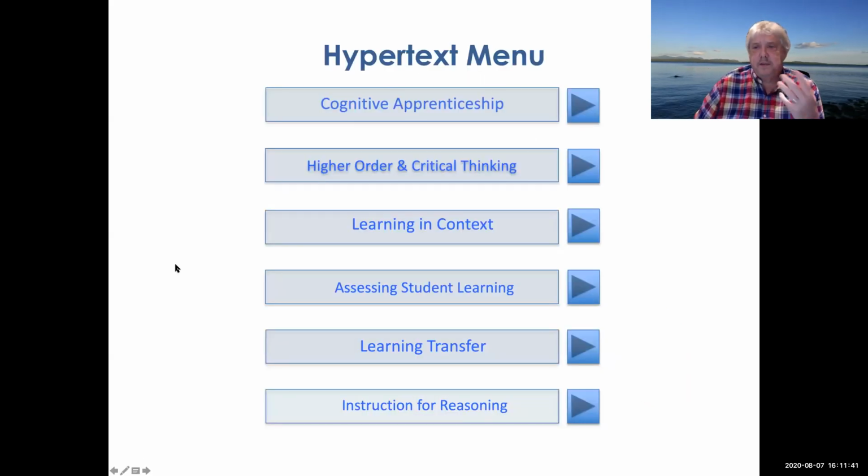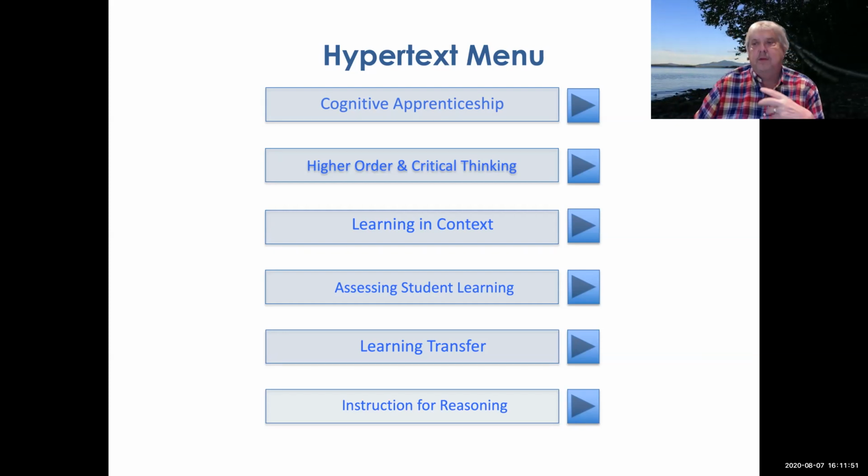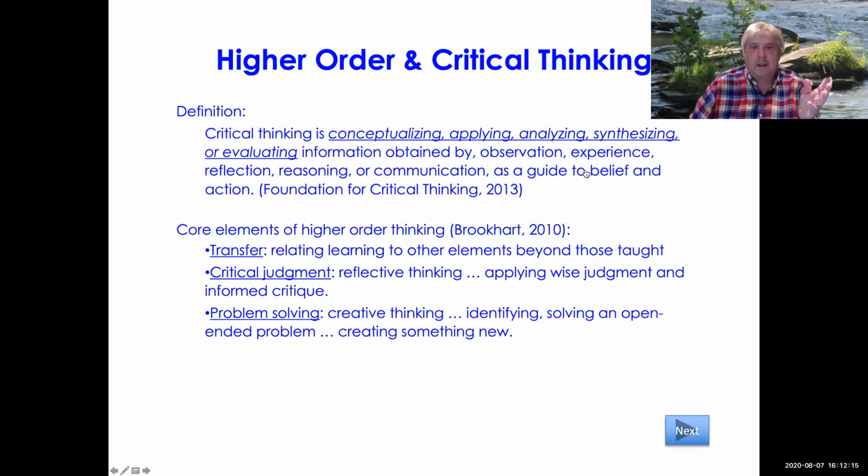The first thing is a list of ideas that are central to the model. These are theories and practices that show up. I'm going to click on these and talk about each one just a little bit, and then we'll go back and look at the model itself. I'm going to come back to cognitive apprenticeship in a minute, but I'm going to start with higher order and critical thinking.